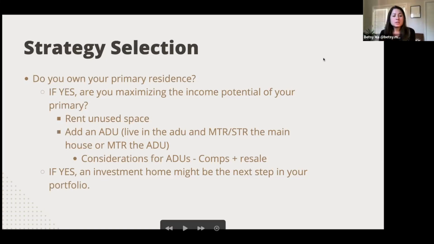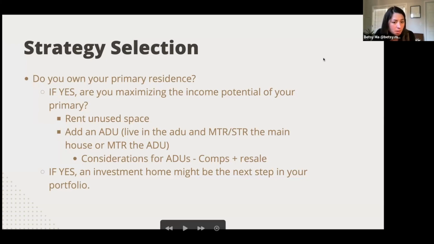Now, there are some considerations with ADUs. Are there comparable properties in your area? The resale value? That's something you're going to want to reach out to a realtor to really help you understand even before you start the ADU build process. What your long-term end goals are and what's specific to your neighborhood.